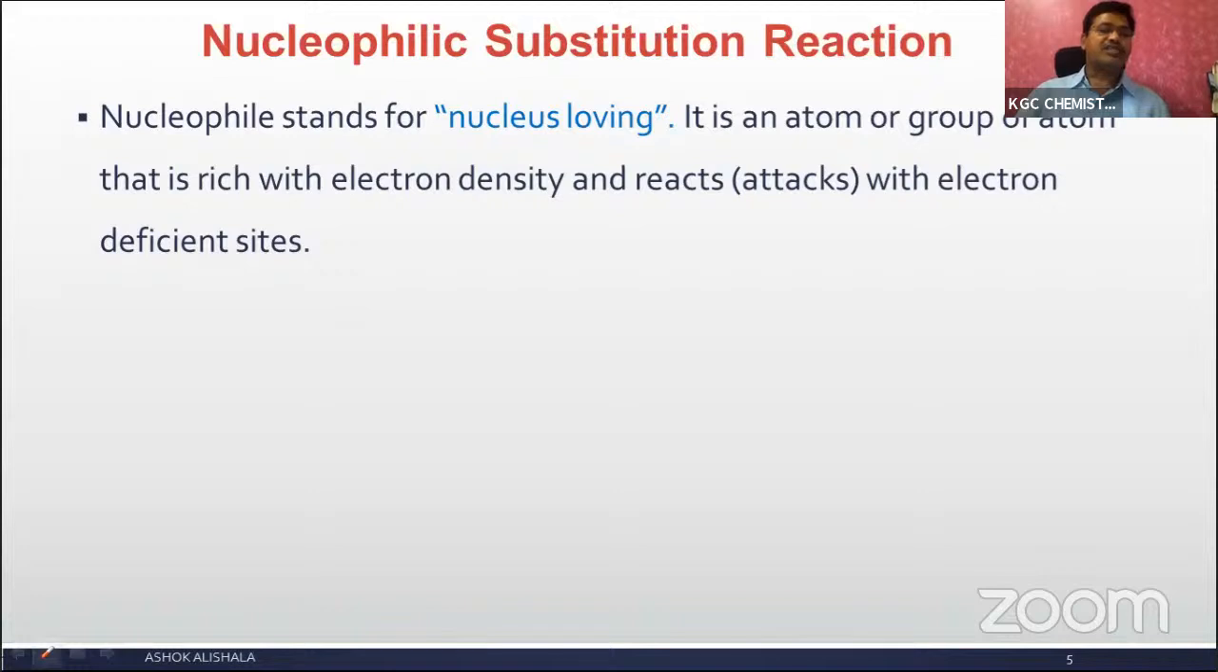What are the nucleophiles and what are the electrophiles? Electrophile is an electron deficient species, sir. Nucleophile is an electron rich species, sir. Nucleophiles are nucleus seeking. That means mainly they consist of negative charge, and electrophiles are electron seeking reagents where they consist of the positive charge.